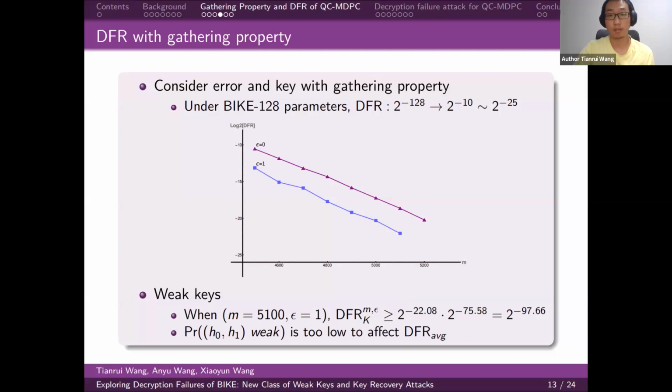However, the probability of secret K having the guiding property is still too low to affect the average DFR, so we relax the condition. First of all, we no longer require the error to have the guiding property. Secondly, we expand the case using isomorphism.